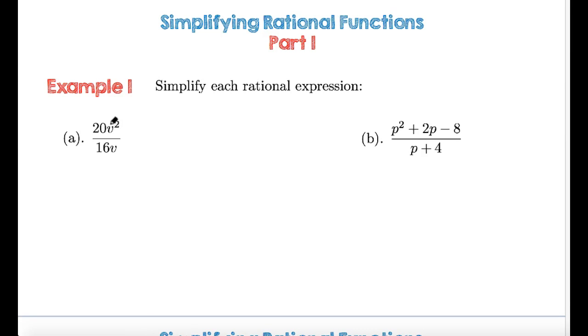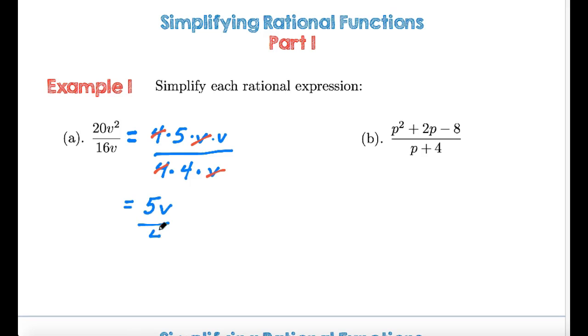Here we have 20v squared over 16v. I'll go ahead and write a bit of this out, but you don't have to go as far as I go on this, okay? I know that 20 is 4 times 5, and v squared is just v times v. And 16 is also just 4 times 4, and 1v is just v. So let's simplify and cancel out what we can cancel. It becomes 1, right? 4 goes into itself once, 4 goes into itself once. This v and this v become 1. So we're left with 5v over 4.